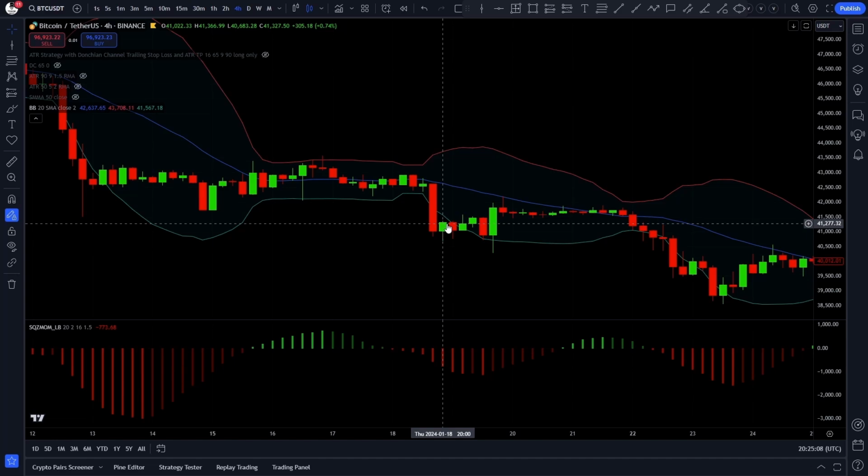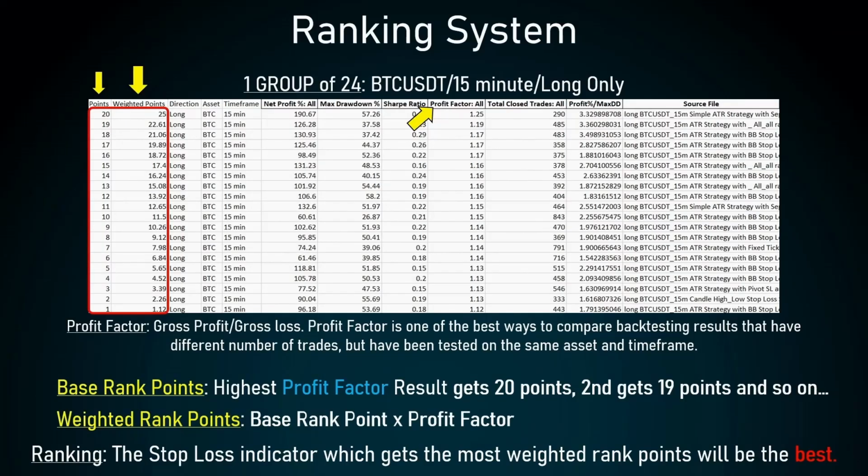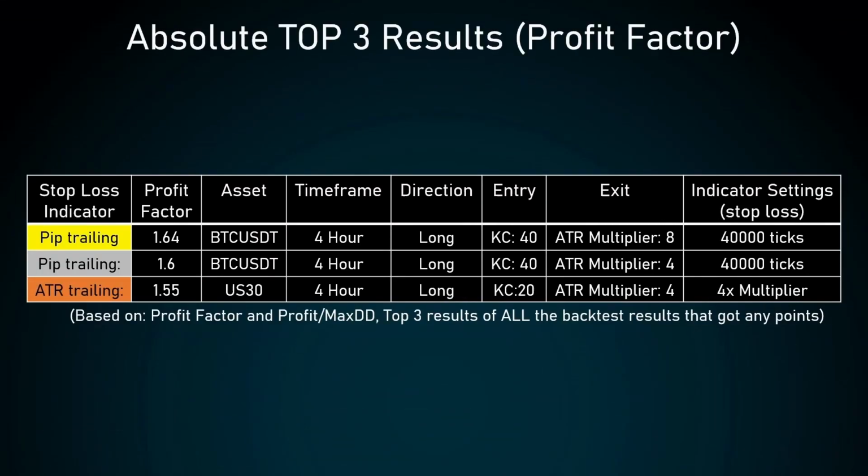Okay, we went over all of the trading stop losses I will test. Now let's get back to the video. Okay, are you ready for the results? Let's see. So here you can see the absolute top 3 best results which I got considering the profit factor.